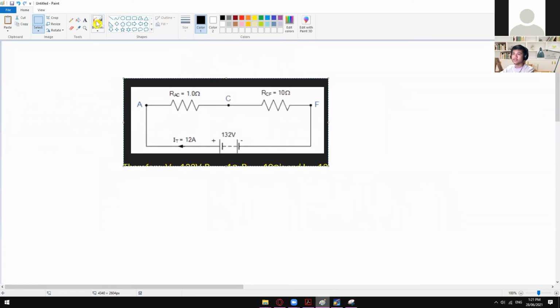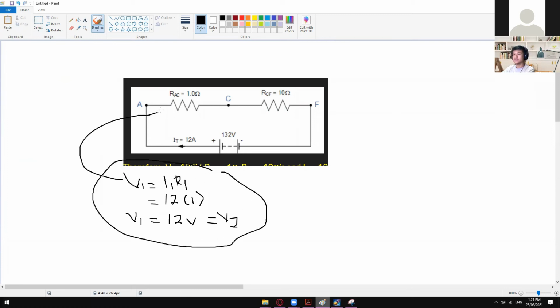For us to be able to get the individual voltage, we have to use this formula. V1 is equal to I1 times R1. I1 is equal to your I total since we now have a series connection, which is 12 amps. R1 is 1 ohm. So V1 now is equal to 12 volts. This is now the value of your RAC or V1 and then V2. That is why we have the same value for the voltage across them. So V1 is 12 volts and then V2 is also 12 volts. So that's it for this part right here.